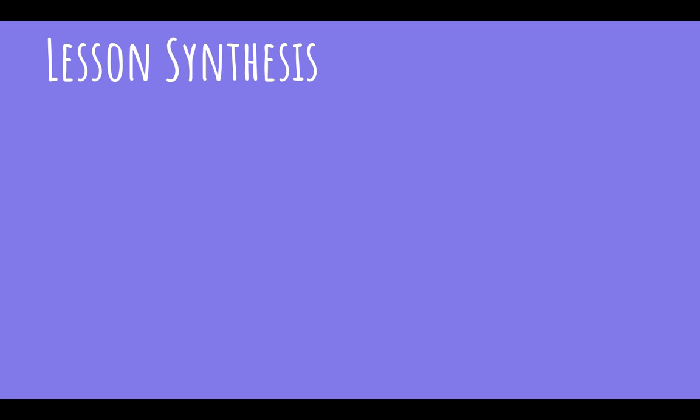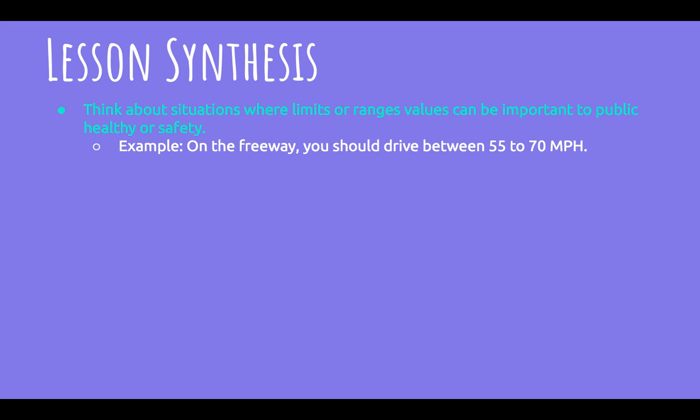So just to wrap up our lesson and thinking about inequalities in real-world situations, let's move through a quick synthesis together. So I want you to think about a situation where a limit or a range of values can be important, like keeping people healthy or safe. So my example is on the freeway, to keep people safe, you should drive between 55 to 70 miles per hour. You might also think about how many people should get on an elevator. You might think about how many calories someone should consume in a day to have a healthy diet.